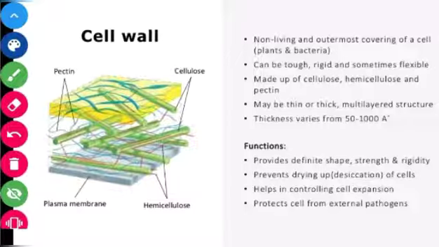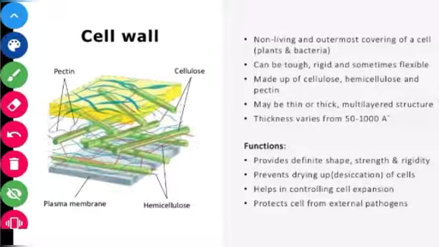The next, second point, is that it prevents the drying up of cells. This cell wall is very helpful against plant dryness. Why? Because it does not let the plant dry, especially since it is present in plants, and also bacteria. So it enables protection against drying up of the cells. And next, it helps in controlling cell expansion, like when the cell is expanding, it just spreads, expands, like elastic.